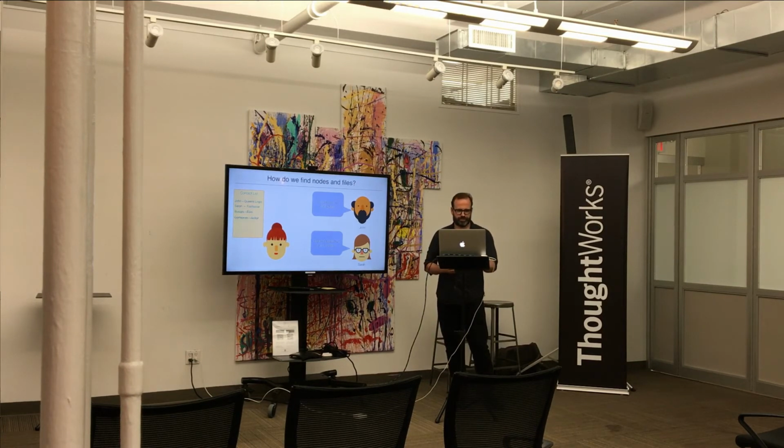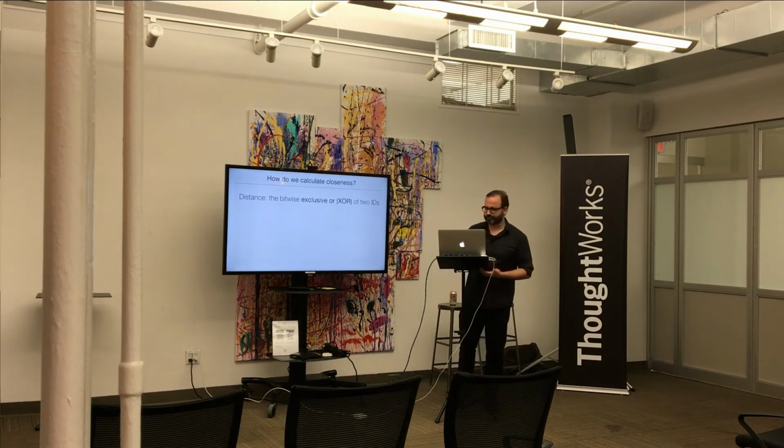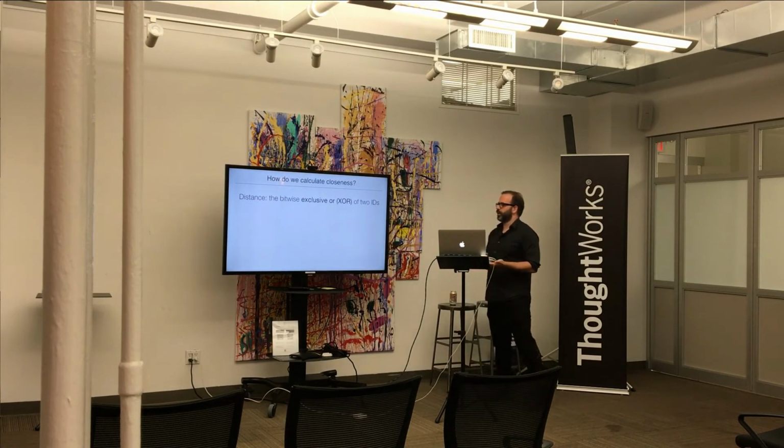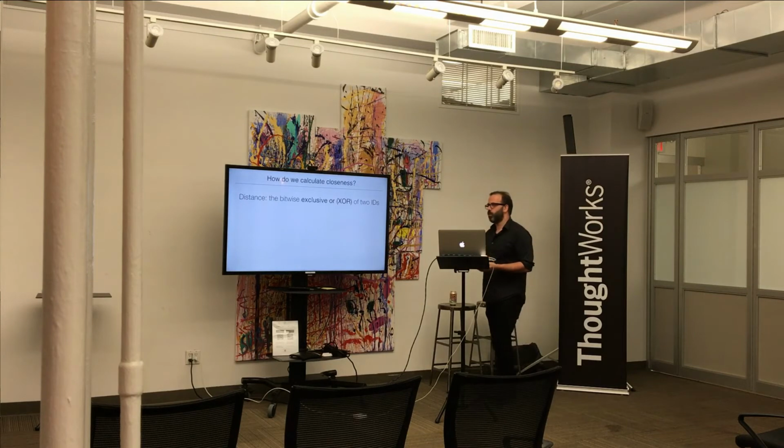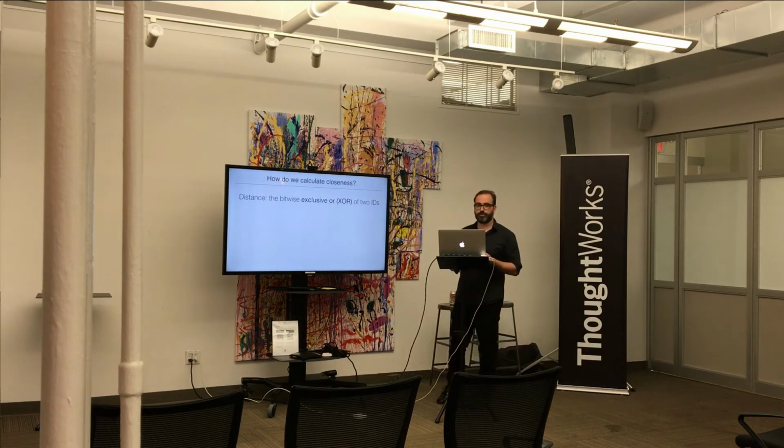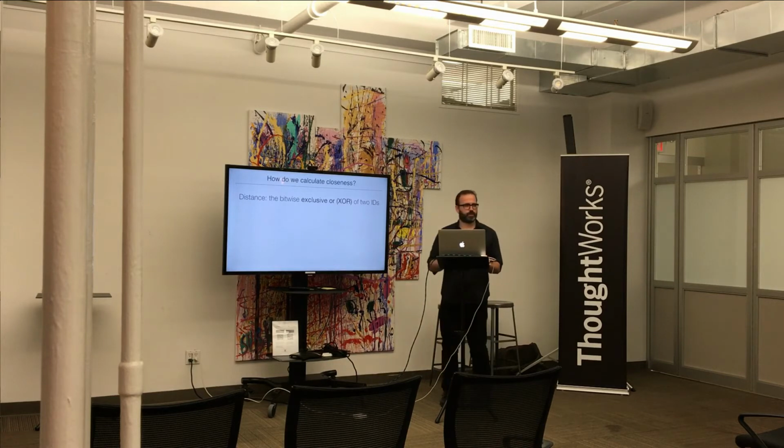So, closeness. How do we calculate closeness? In a Kademlia network, closeness and distance is the bitwise exclusive OR, the XOR, of two IDs. Everyone would like to get out their calculators. What does this mean? Maybe some of us are familiar with this, some of us maybe aren't.